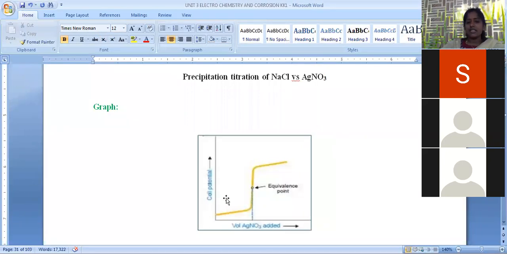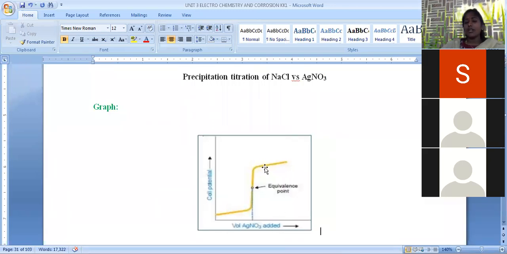After getting this titration, we have to plot the graph where the volume of silver nitrate is taken on the x-axis and the cell potential, nothing but EMF, is taken on the y-axis. EMF versus volume of silver nitrate titrated. Again, we are getting the shape of S. In acid-base titration, a reverse S shape will be there. In the case of redox titration, a normal S shape will be there.